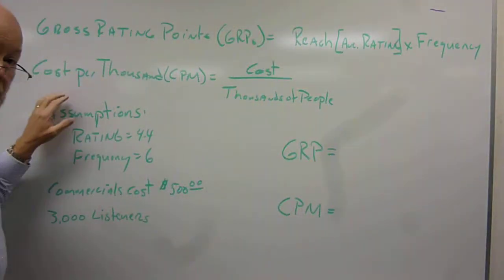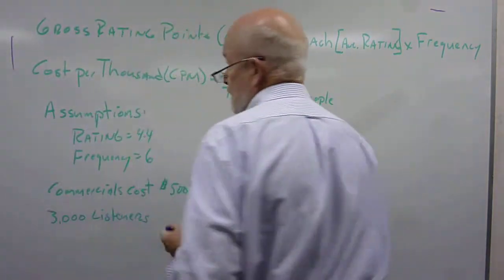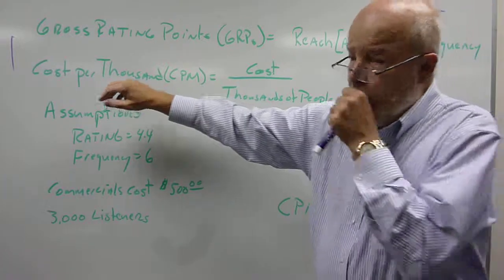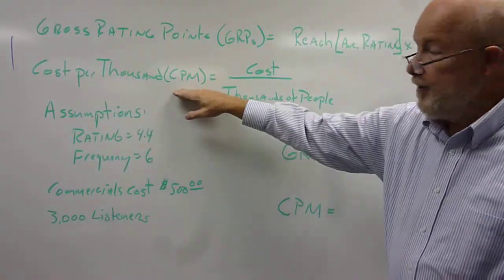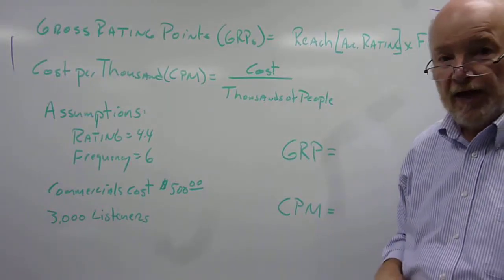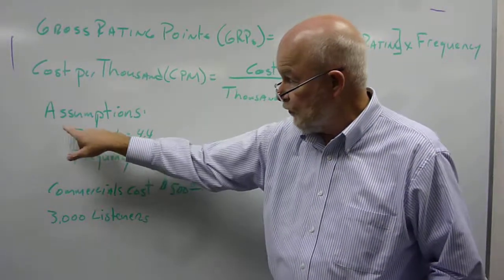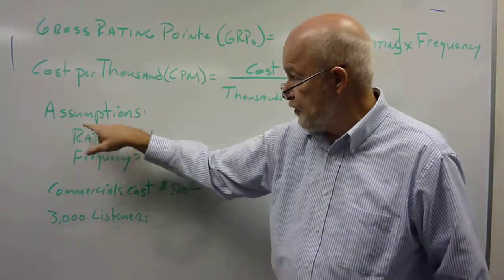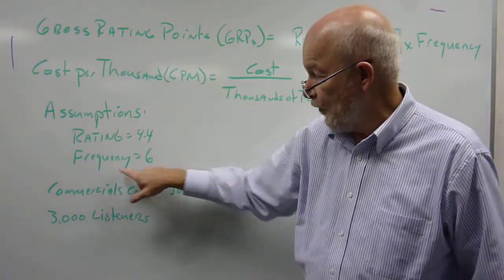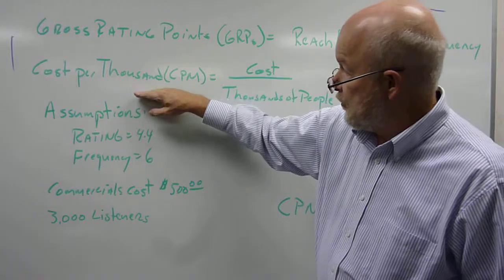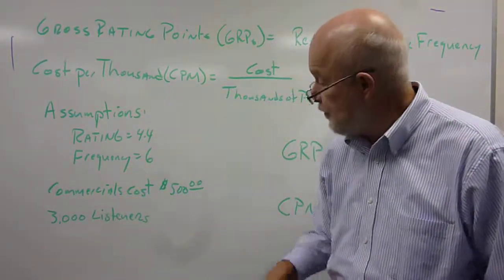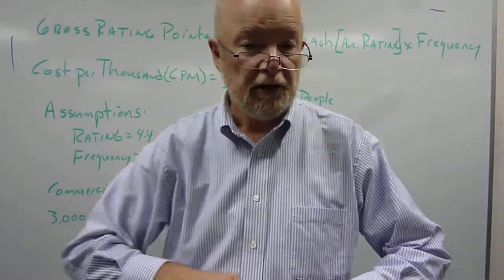Cost per thousand is a measure of our advertising, just how much it costs to get to people. Cost per thousand, or CPM, is simply equal to the cost of the ad divided by the thousands of people seeing the ad. If we look at our assumptions for this calculation, we have two sets. For the first one, the rating is 4.4 and the frequency is 6. The assumptions for our CPM are that the commercials cost $500 apiece and 3,000 people are listening.